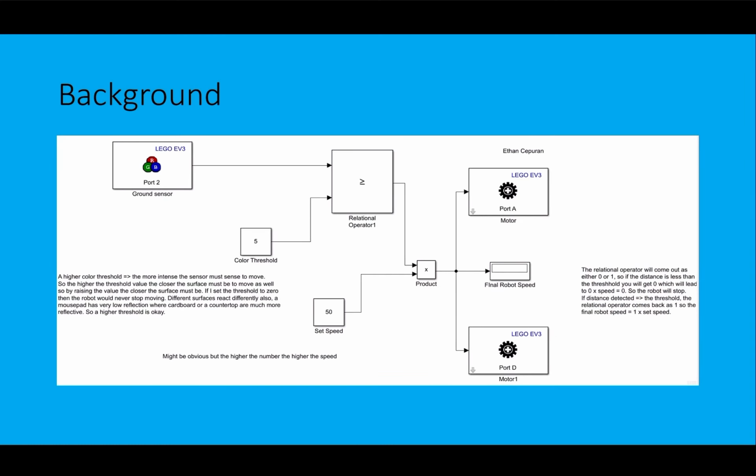So to continue the background, here we have the constant block. We have the color sensor, which is called a ground sensor because it senses things on the ground. Another constant block, product, two motors, but you can see that if the color value is greater than or equal to the color threshold, a true or false, either a 1 or a 0 will go through. 1 if true. If it is true, the product of the set speed times that will then go to each of the motors. If it's false, it will be 0 times 50 equals 0.